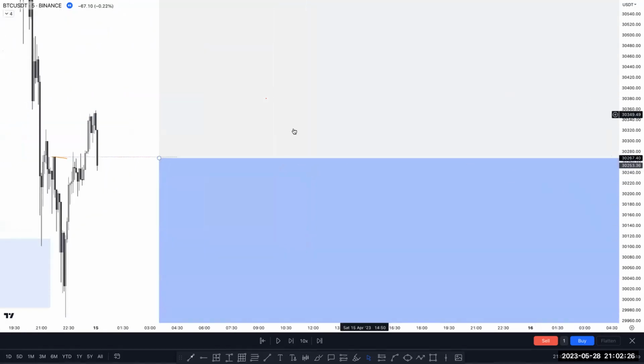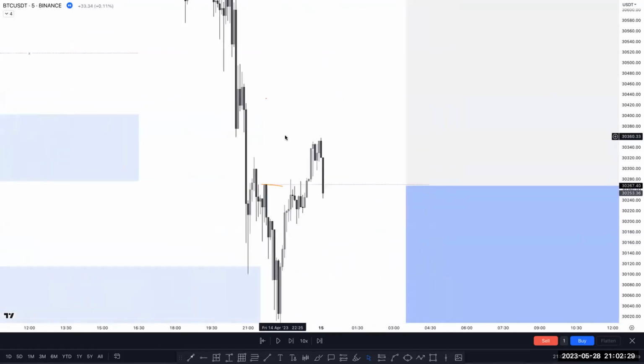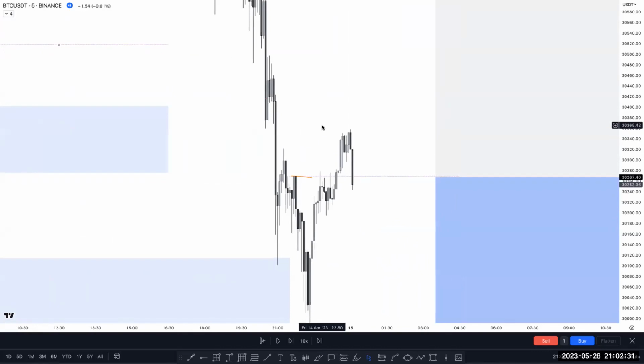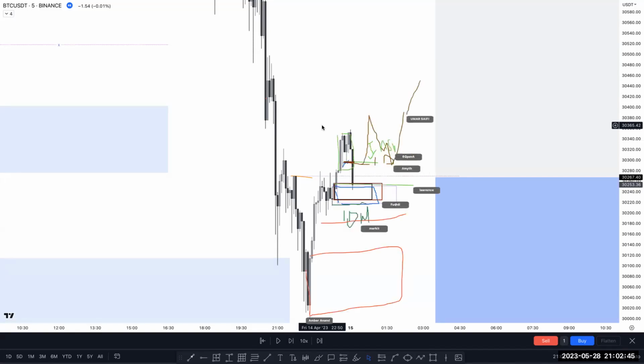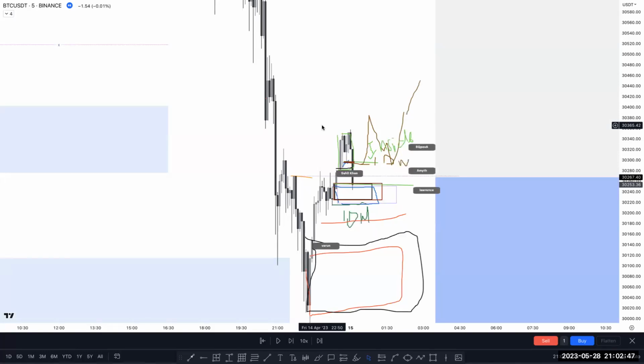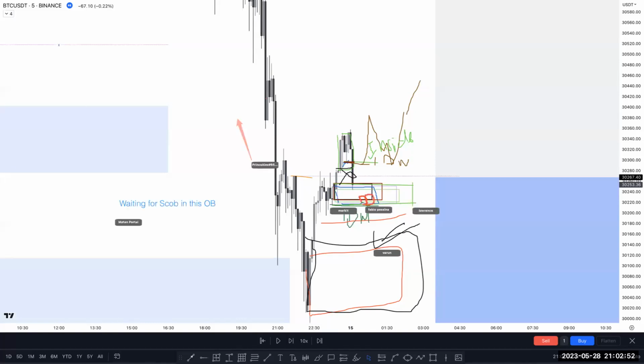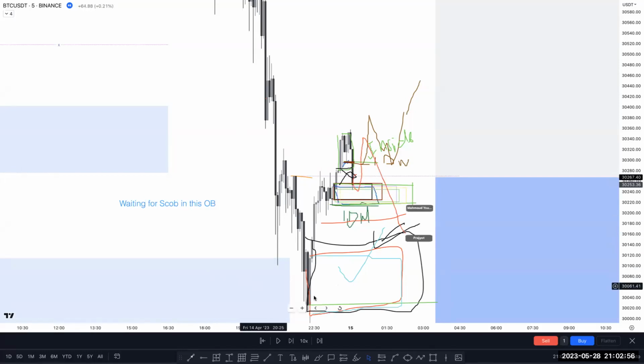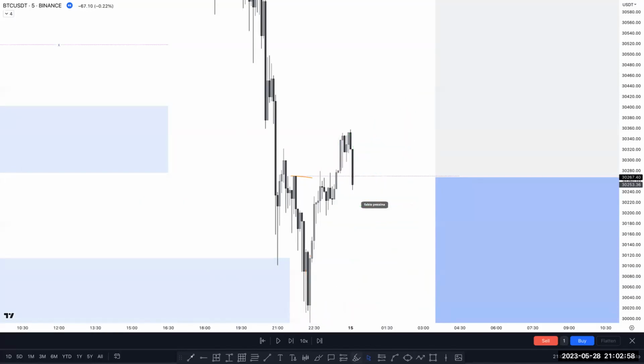Now where are you looking here, everyone? Because the structure is looking for the CHoCH still, and why? Perfect, perfect. Still confused? Yes, sir. So understand this part.